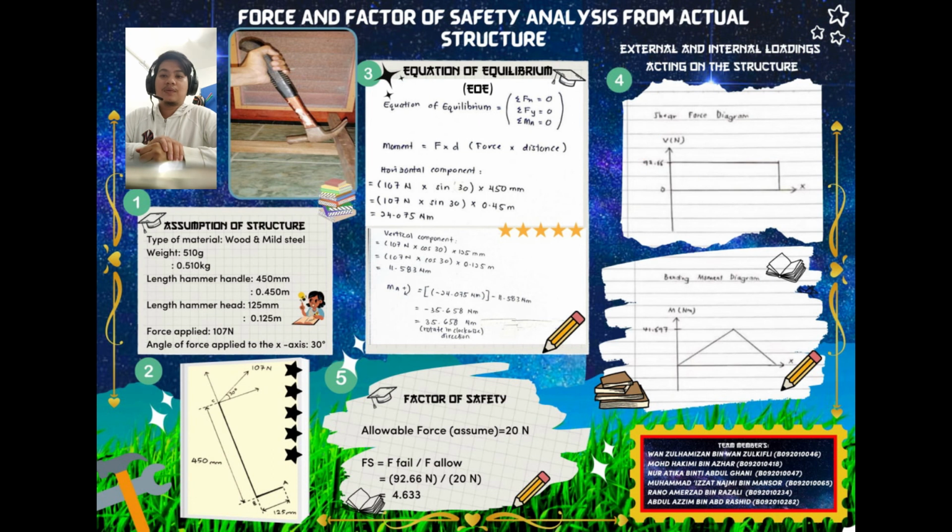Okay, we continue. From this structure, we predict the allowable force for this structure was 20 Newton, and the ultimate force was found from the calculation for shear force, which is 92.66 Newton. So the answer for the factor of safety is 4.633.